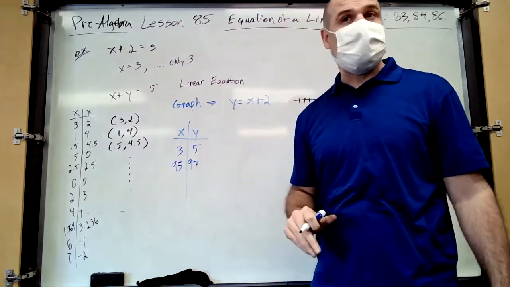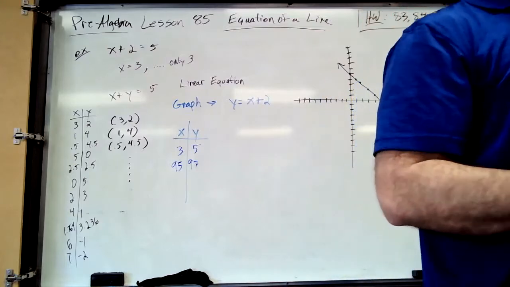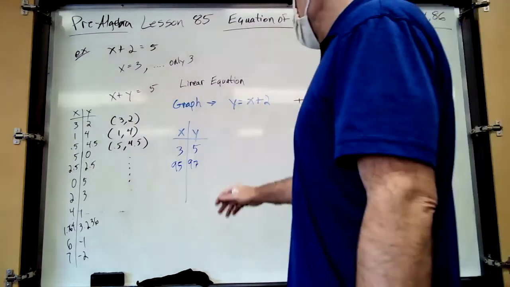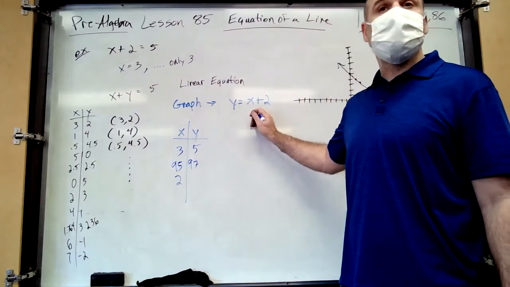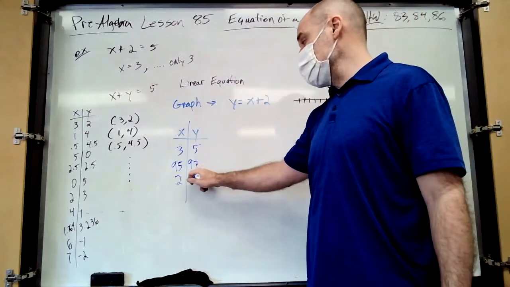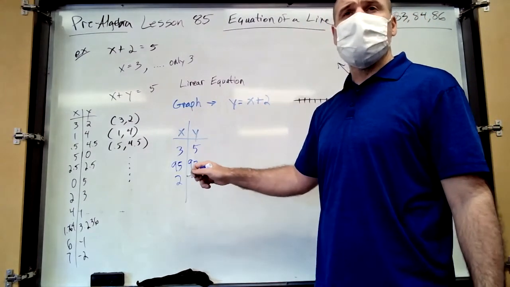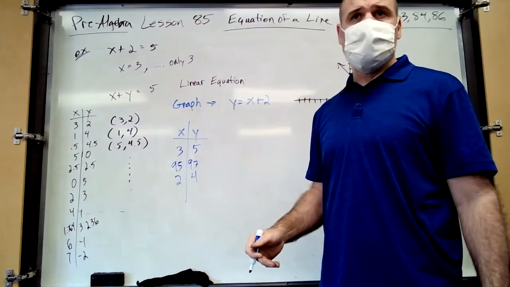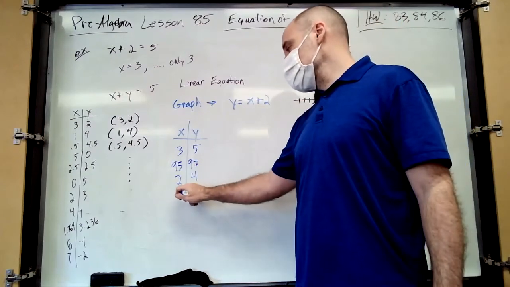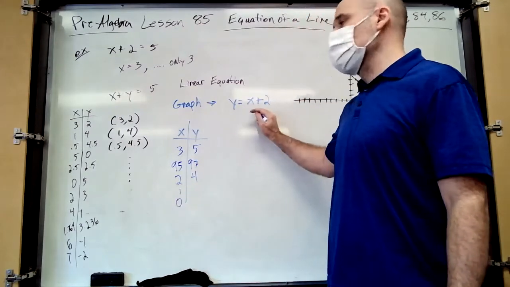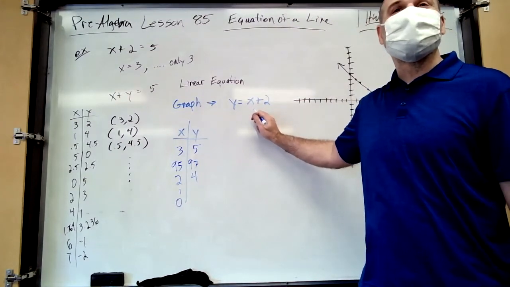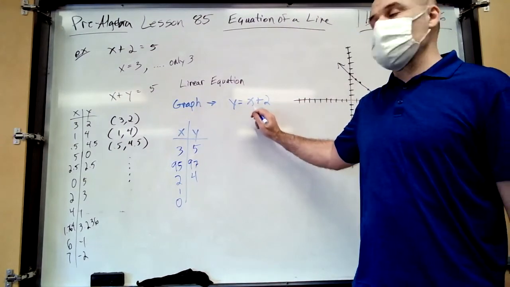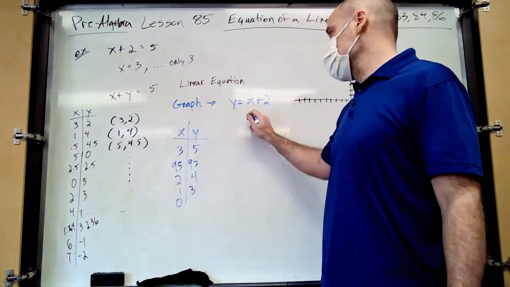Okay, we're not going to graph that one, but give me a smaller number. 2. If x is 2, then y is 4. Do you guys see how we're getting this? What's the easiest number to pick? Zero. So plug in 1. If you plug in 1 for x, what's y? 3. If you plug in 0 for x, what's y? 2.